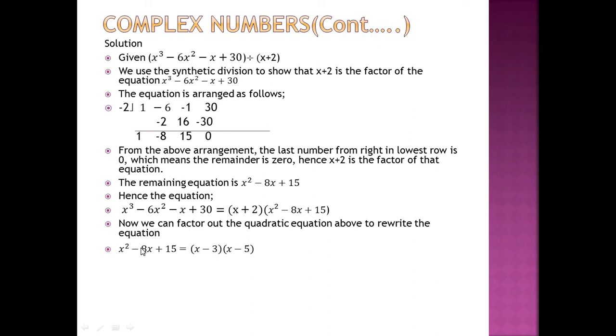So for me, you have to find two numbers which, when you add them, give negative 8, and when you multiply them, give 15. Those numbers are negative 5 and negative 3. When you add negative 5 and negative 3 we have negative 8, and when we multiply negative 3 and negative 5 we have 15. So these two are the factors of this quadratic equation. So this can be written as x minus 3 times x minus 5.